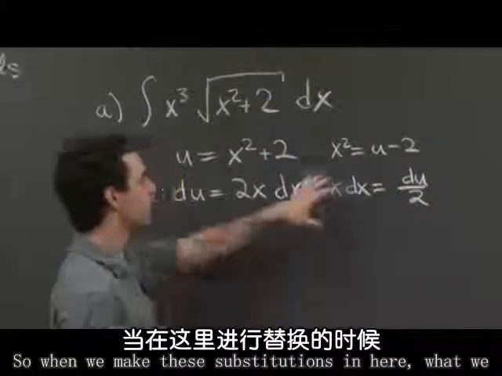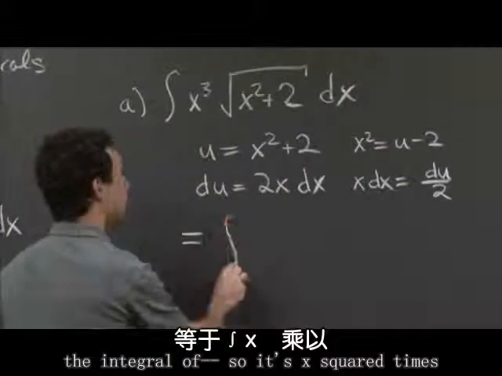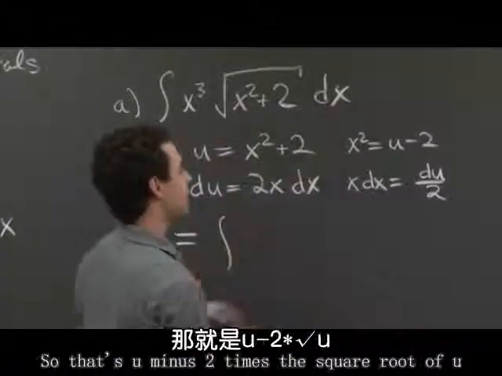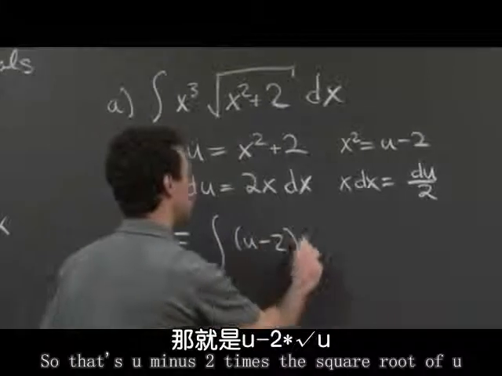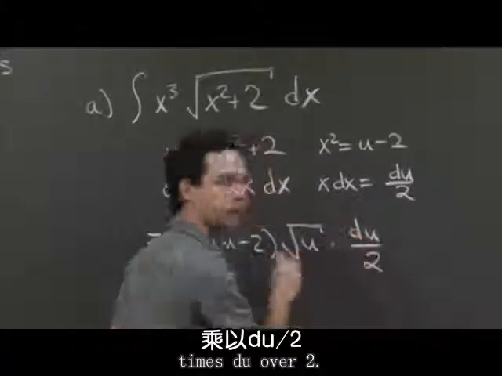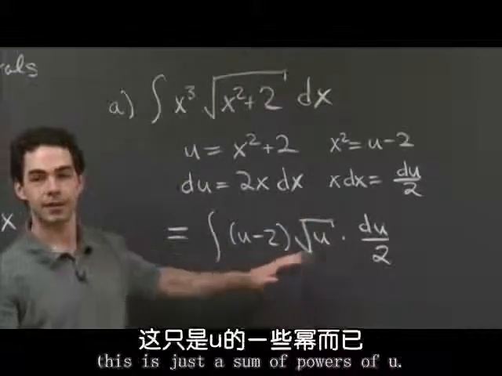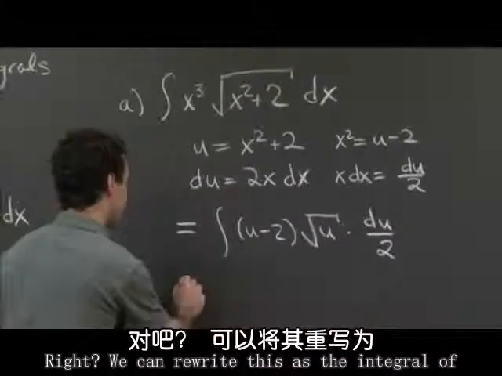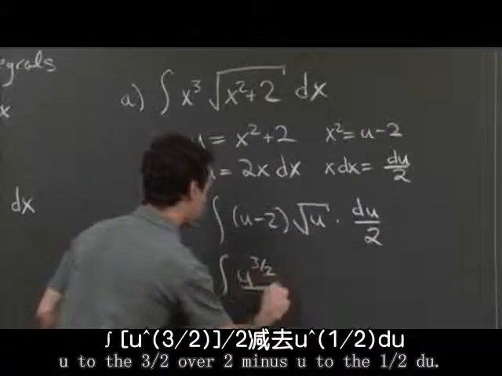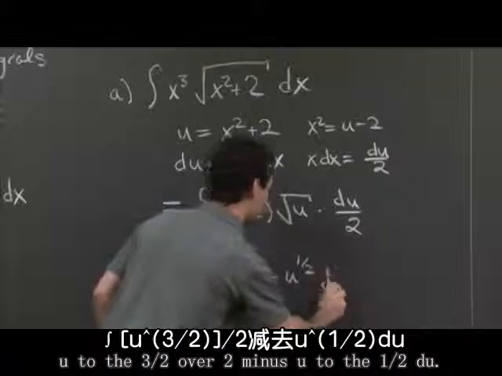When we make these substitutions, this integral is equal to the integral of x squared times the square root of x squared plus 2 times x dx. So that's u minus 2 times the square root of u times du over 2. Now, having made this substitution, with a little bit of rearrangement, this is just a sum of powers of u, right? We can rewrite this as the integral of u to the 3/2 over 2 minus u to the 1/2 du.